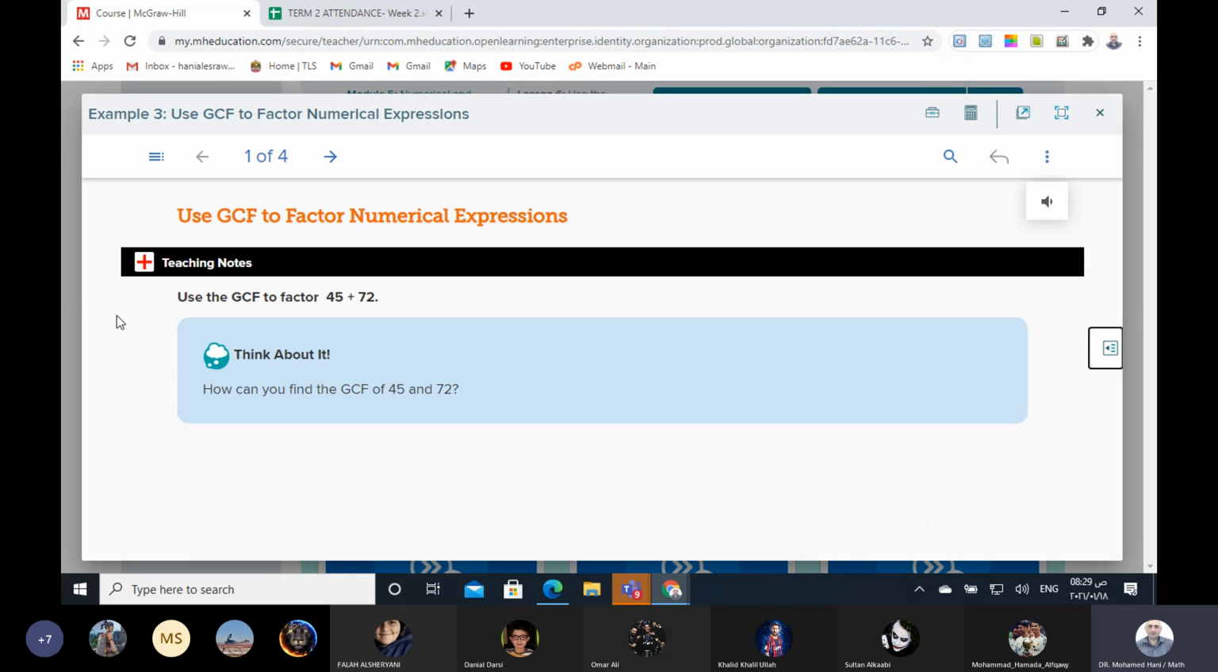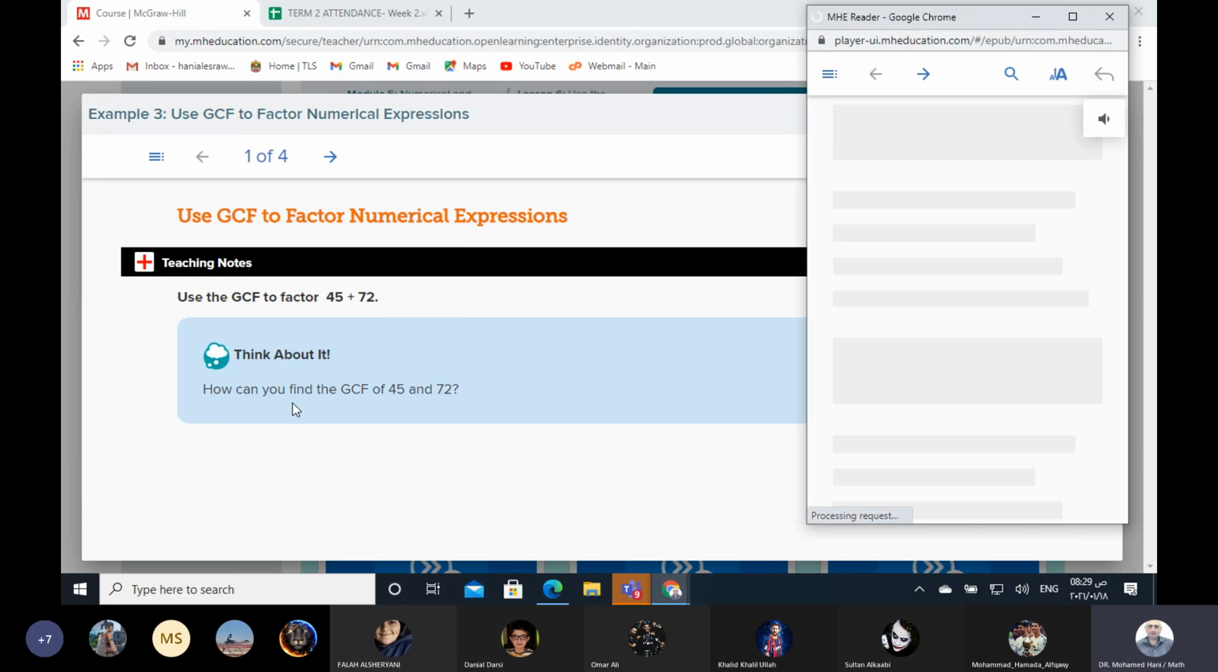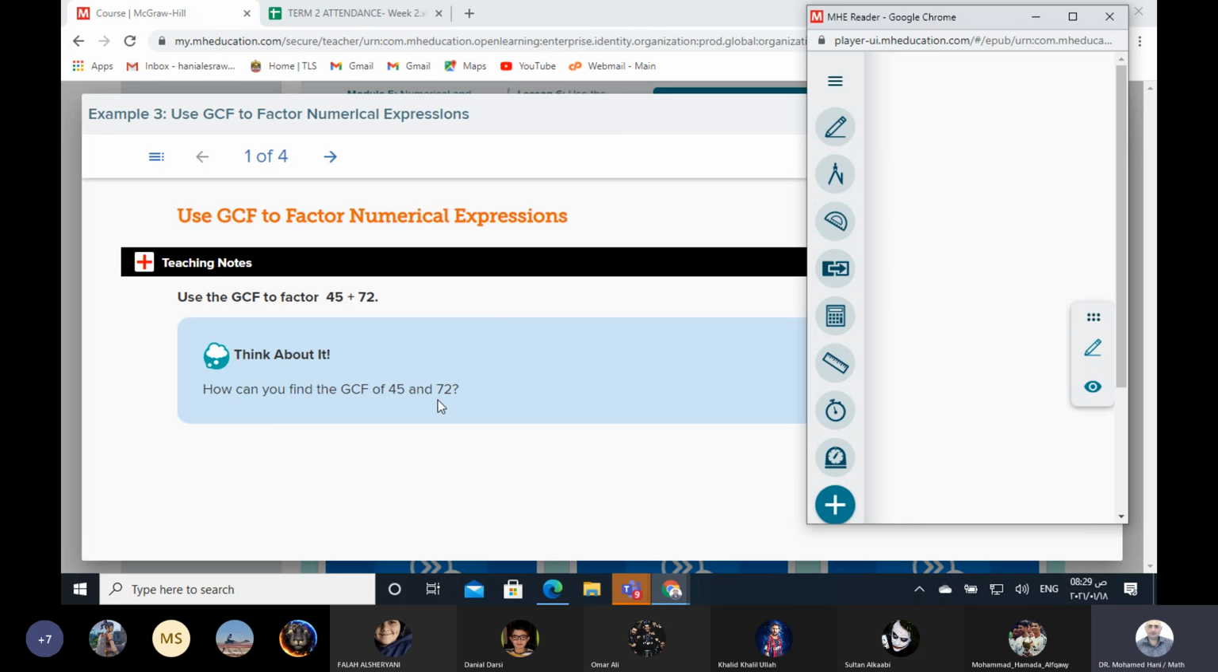The question now: use the GCF to factor 45 plus 72. Listen to me here. How can you find the GCF of 45 and 72? Mister, it is 9. Okay, so here we have 45 and here we have 72.